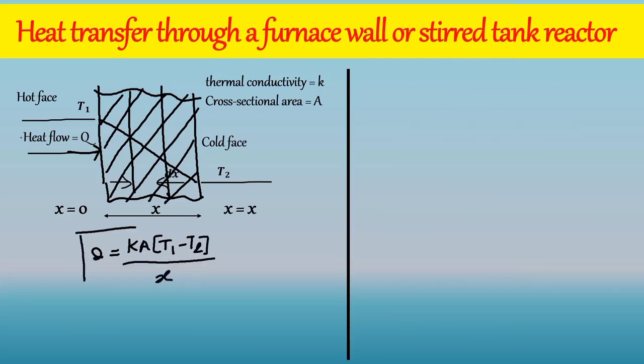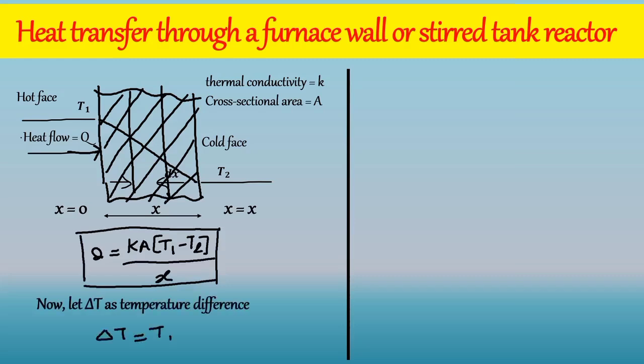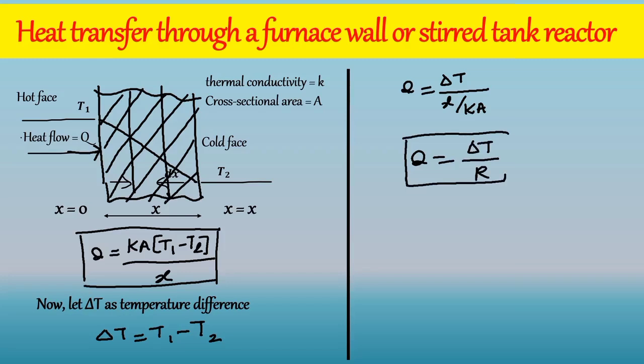X. Now let delta T be the temperature difference, T1 minus T2. Hence this equation can be written as Q equals delta T by R, where R is equal to X by K A, which is called thermal resistance for plane wall, and delta T is the driving force for heat flow.